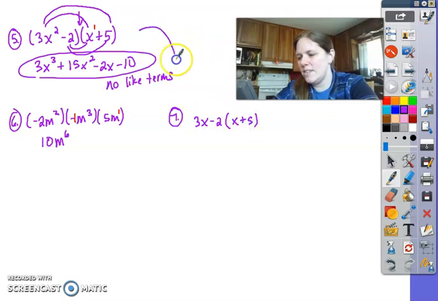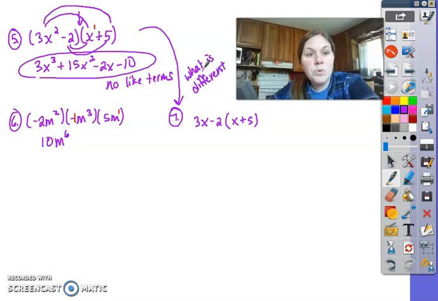How is that different from number 5? What is different? No parentheses, right? Oh, maybe I should put squared there. So there's no parentheses there. So the only number that's attached by multiplication is just that 2. So that is the only thing that gets distributed, not that 3x squared, because that 3x squared is attached by subtraction.